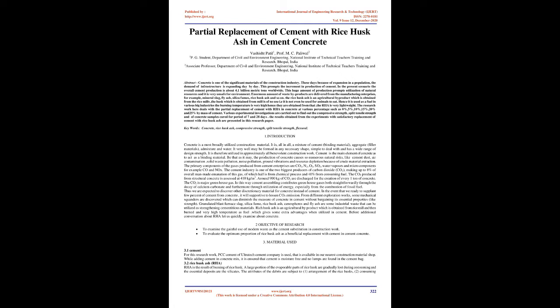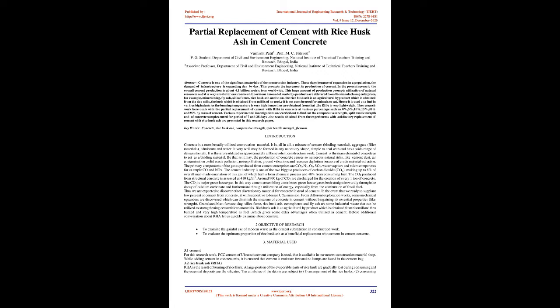However, the production of cement causes so many environmental hazards, like cement dust, air contamination, solid waste pollution, noise pollution, ground vibrations, and resource depletion because of raw material extraction. The primary components of the gases produced from cement enterprises are CO2, N2, O2, SO2, water vapors, and micro-components, for example CO and NOx. The cement industry is one of the two biggest producers of carbon dioxide, CO2, making up to 8% of overall man-made emission of this gas, of which half is from the chemical process and 40% from burning fuel. The CO2 produced from structural concrete is estimated at 410 kg per cubic meter.